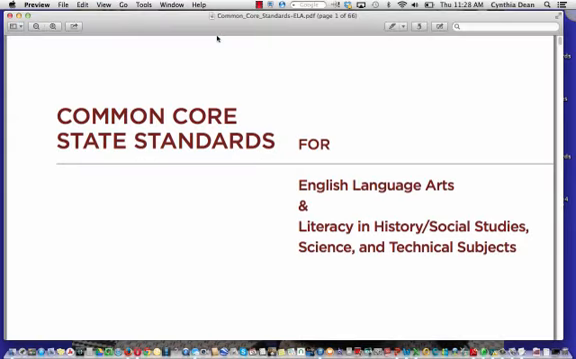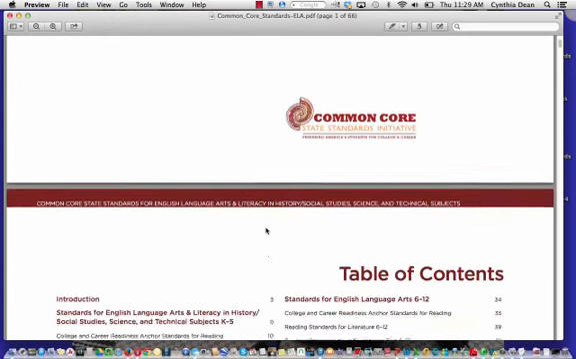So let's begin with ELA, because that's the first one that comes up here. And notice that it says, and literacy in history, social studies, science, and technical subjects. So the literacy portion of this particular document is pertinent to all of you. And technical subjects is code for mathematics. So even you mathematics people are going to have to pay attention to the literacy standards here. But for now, let's just concentrate on the ELA.